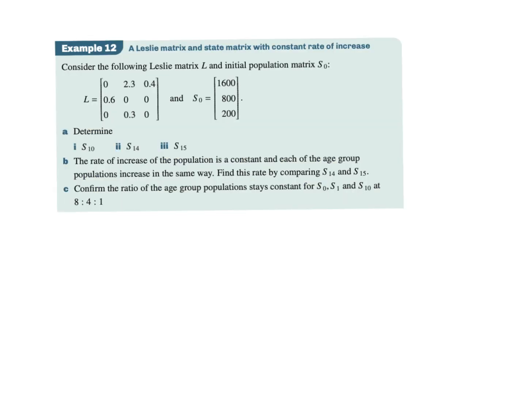Okay, so let's have a look at here. It says, consider the following Leslie matrix and the initial population, and it says determine S10, S14. If we were doing this, S10 would be the Leslie matrix to the power of 10 times that S0. And when we do that, we get this.